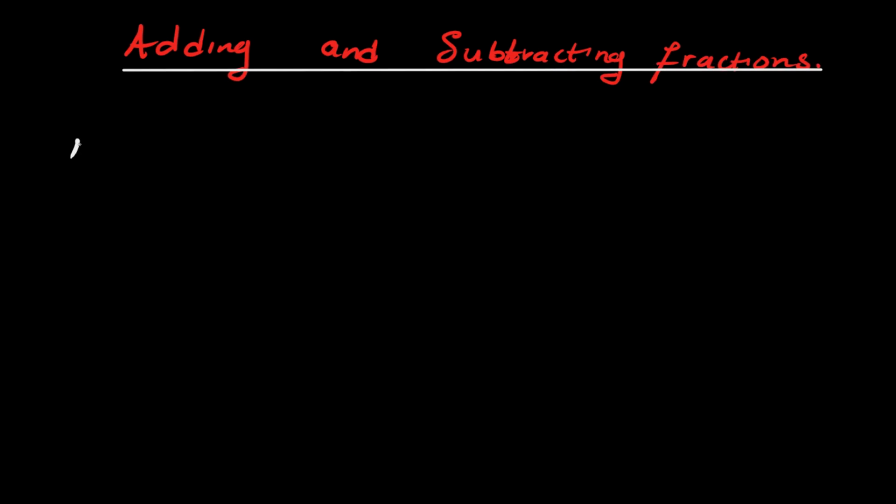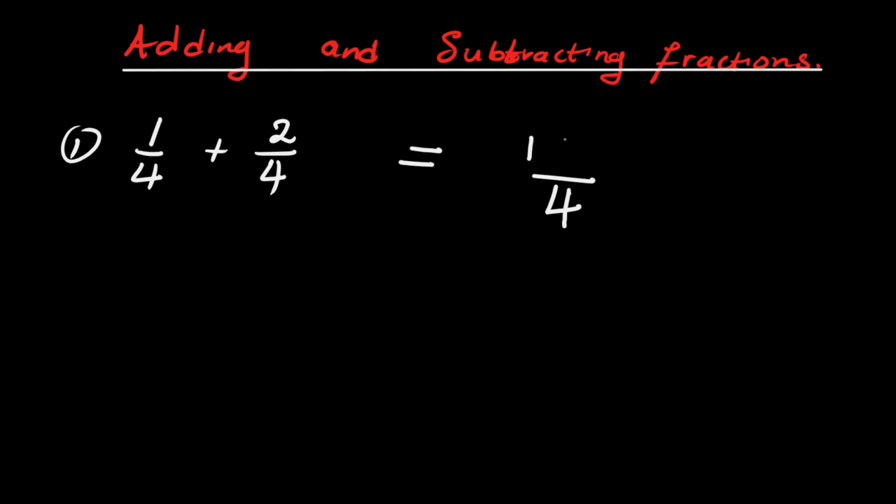So let's say we have 1 over 4 plus 2 over 4. When we're dealing with fractions, we know that we should always keep a common denominator. Whenever the denominator is common, we should keep it. Meaning in this case it's 4, then we add the numerators, 1 and 2, and we get 3 over 4. And that's how we solve the first one.